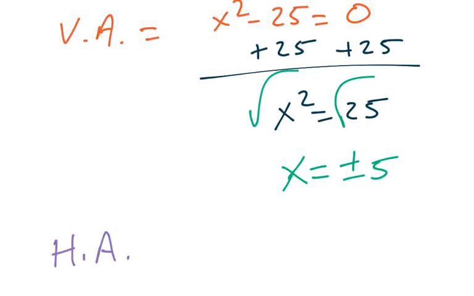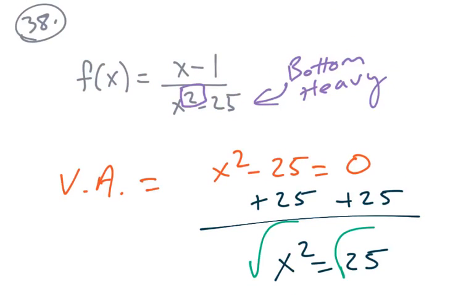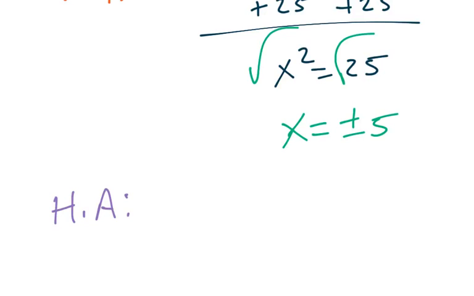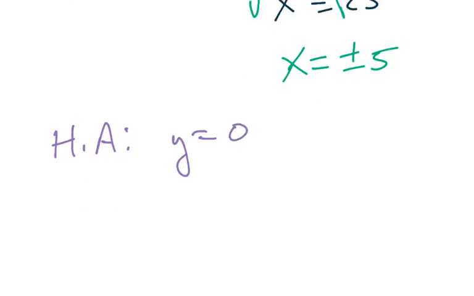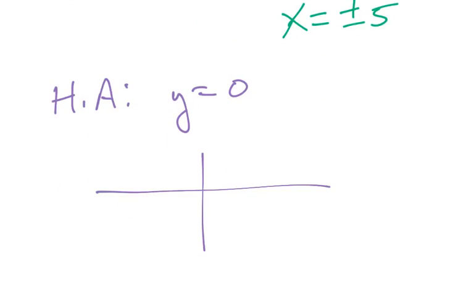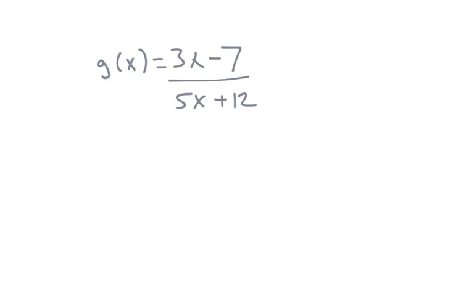So what that means is that when your function is bottom heavy, when the largest exponent is on the bottom as opposed to the top, that just means your horizontal asymptote is y equals 0. It means your function at some point, I don't know what's going on in the middle, but the function gravitates towards the x-axis. And that line is y equals 0. Okay? So let's look at the next one.